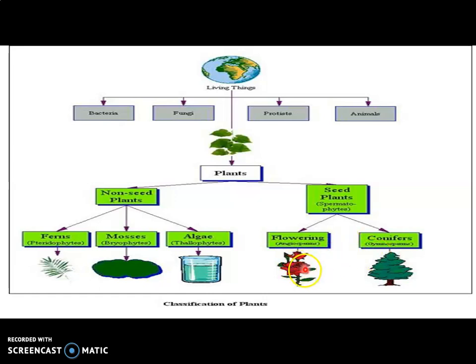But what about the angiosperms? The angiosperms, their seed always grows inside an ovary, which means they have a closed seed. Difference between this and this. So the angiosperms have a closed seed, and apart from having a closed seed, they are grouped into two: the monocotyledons and the dicotyledons. Those that have one seed leaf and those that have two seed leaves.